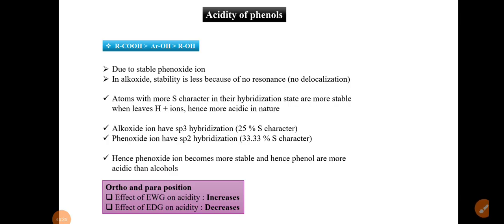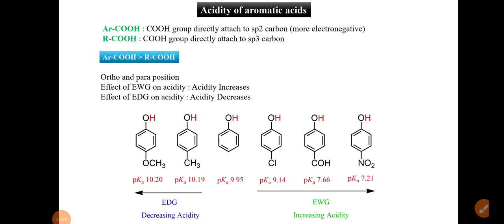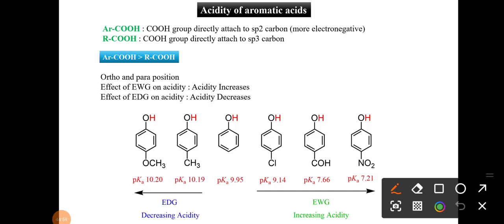So please go through it. Okay, then acidity of aromatic acids. Similarly here also, in aromatic acids the COOH group is directly attached to sp2 carbon, while in R-COOH, means aliphatic carboxylic acids, the COOH group is directly attached to the sp3 carbon, right? So that is very simple, very basic, this point.